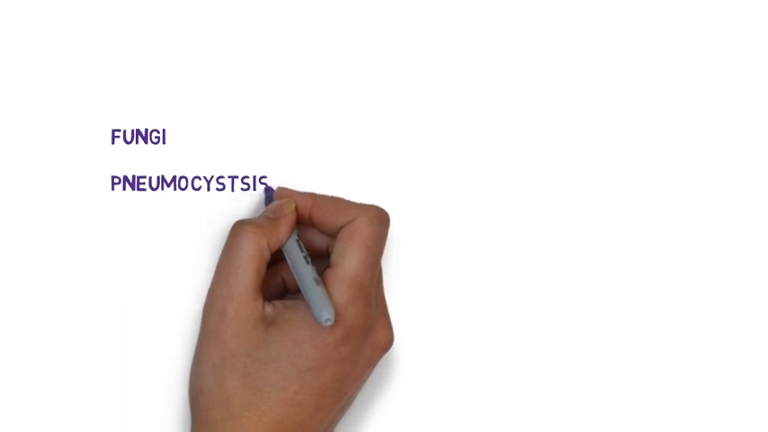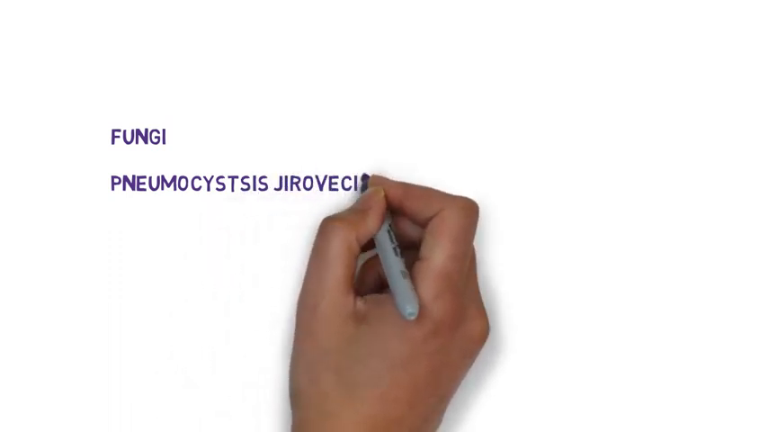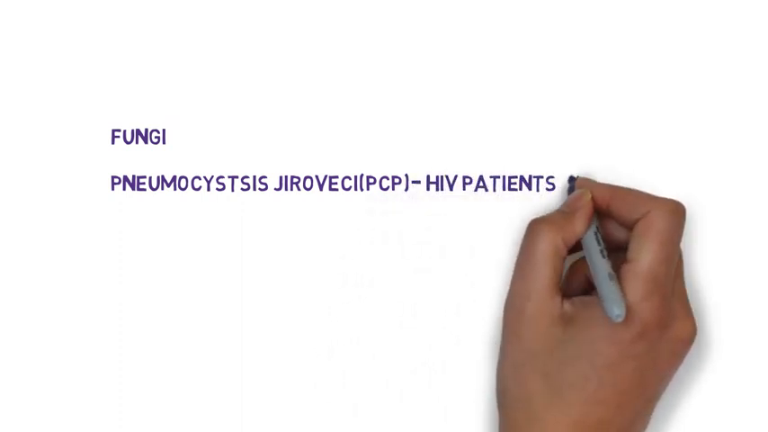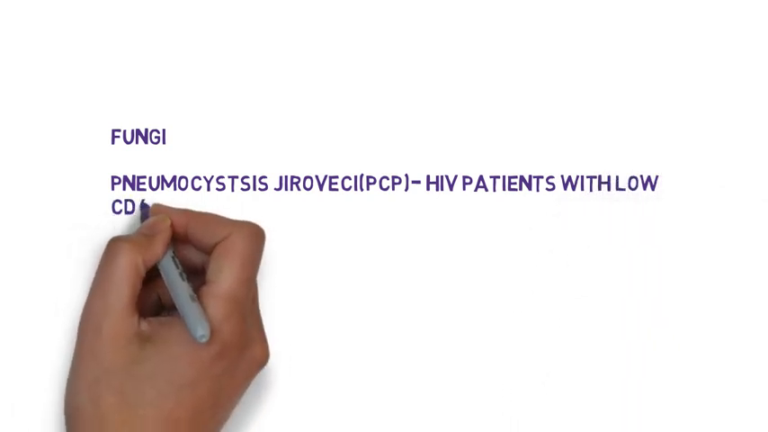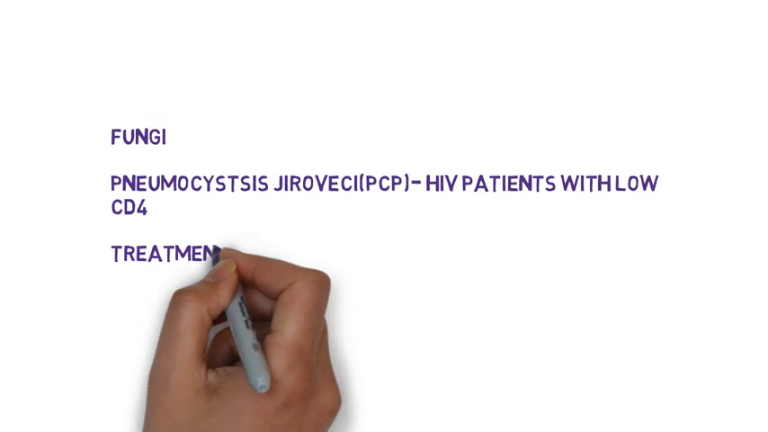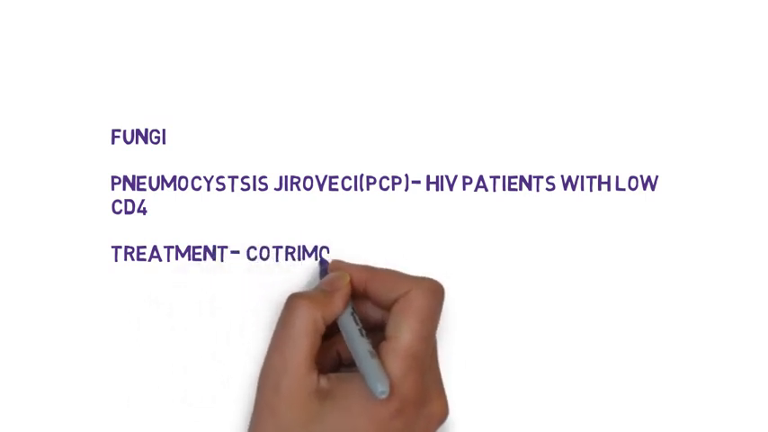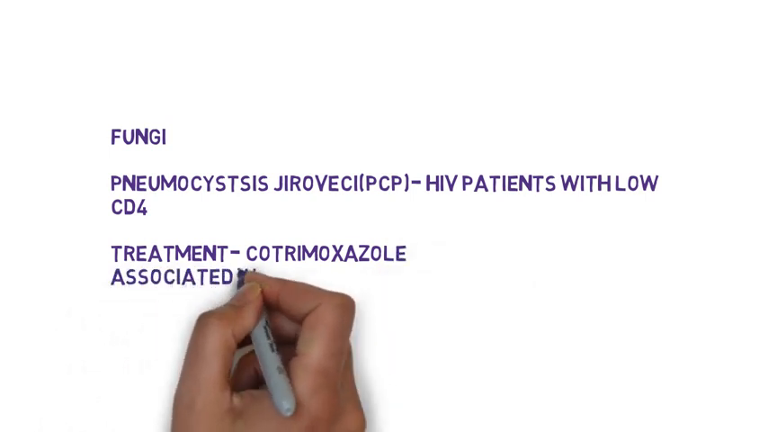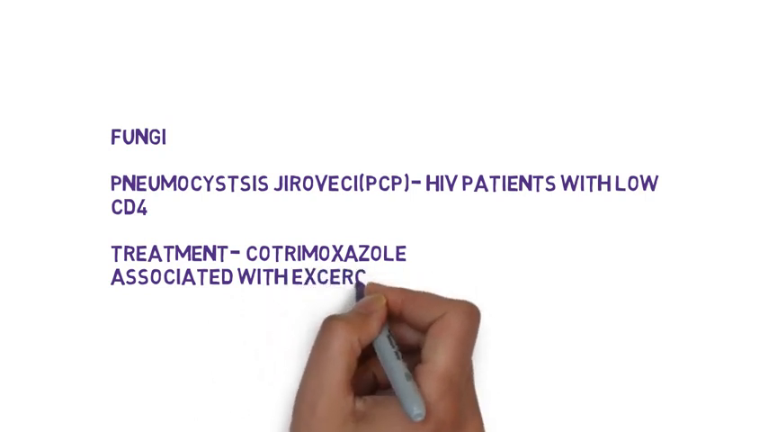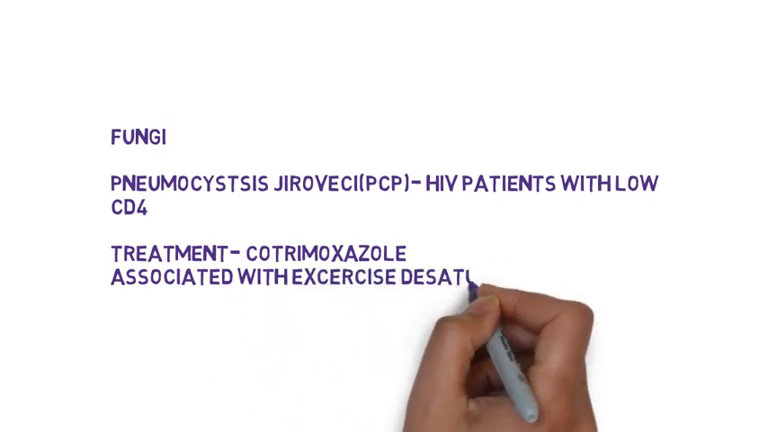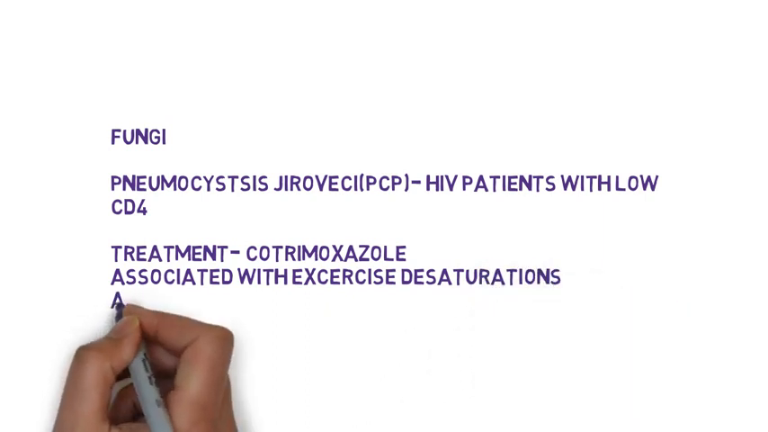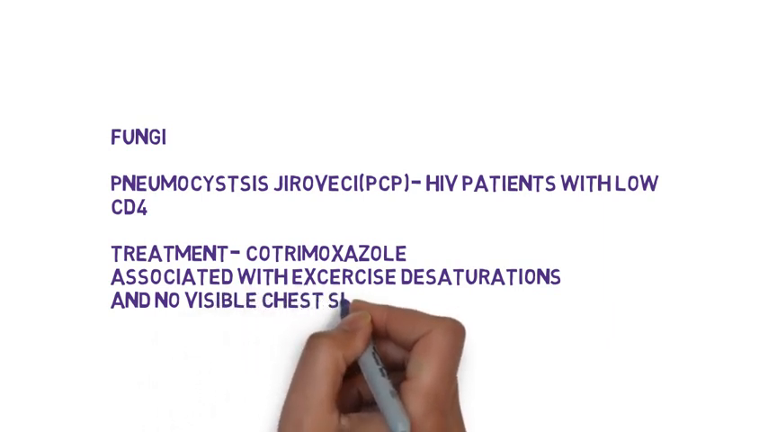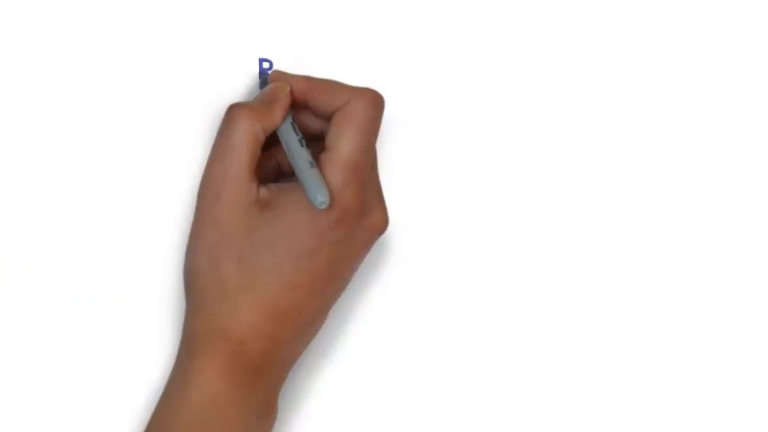Of note, a fungal cause of pneumonia is PCP, and this is commonly seen in patients with HIV who have a low CD4 count. It presents with dry cough and no sputum, and it is treated with an antibiotic, cotrimoxazole, and patients who have HIV are often prescribed this prophylactically to protect against PCP. PCP is associated with exercise-induced desaturations and often has no visible chest signs.